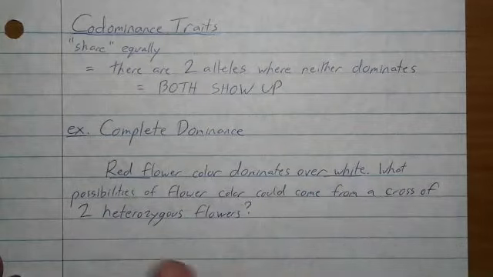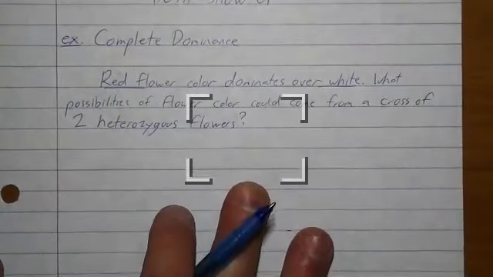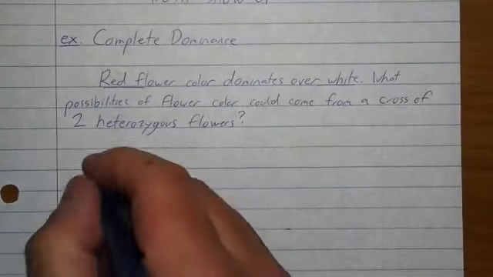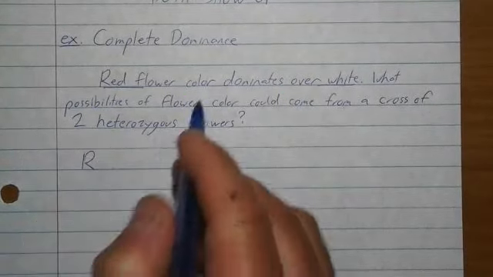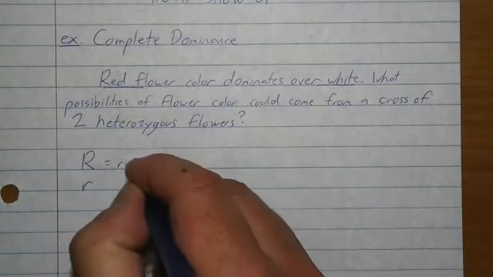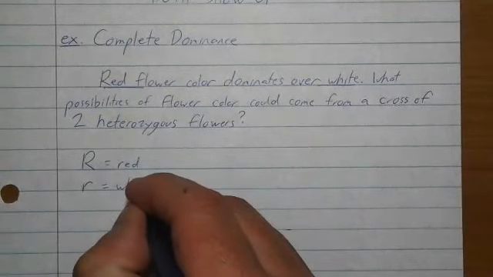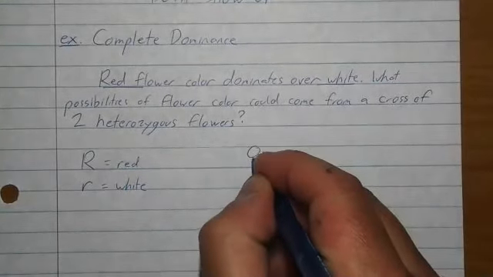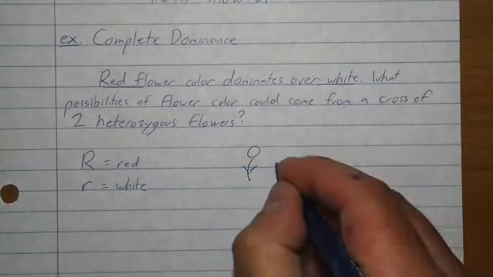So let's immediately start with our letters. That's where we start, right? I'm going to go with R because, hey, R for red makes it easy. So we'll go capital R, and since it dominates over the other, it'll be a lowercase r. So capital is for red, lower is for white. And then we got a picture. These are flowers, not people.